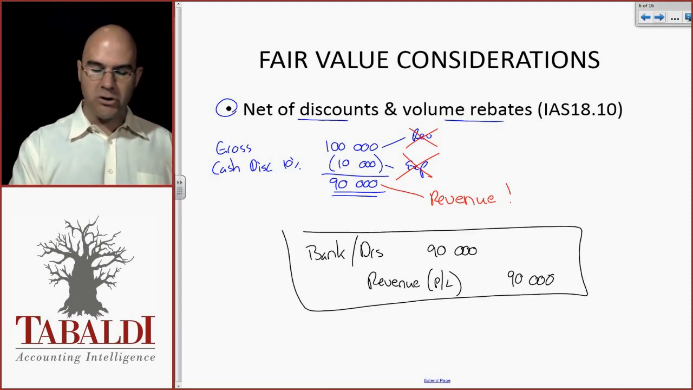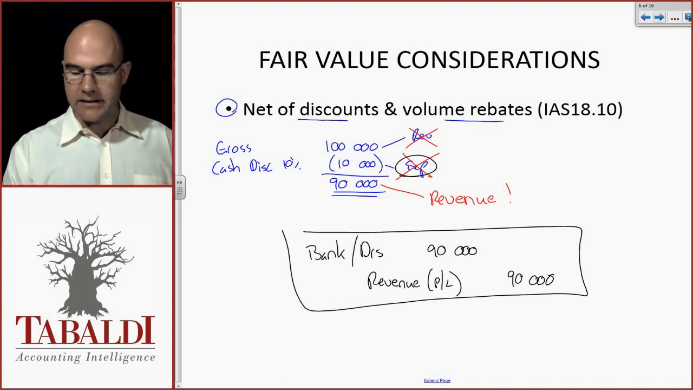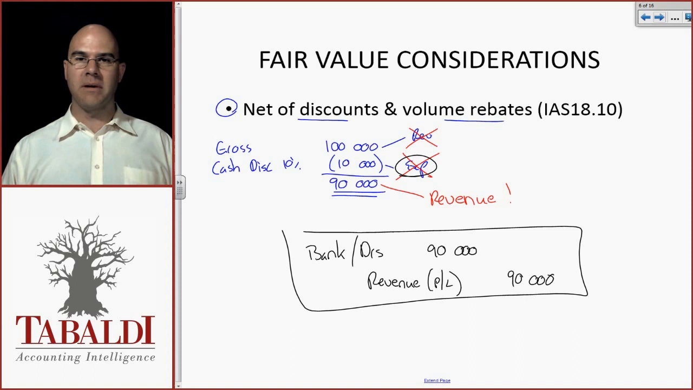Okay, please, I don't care what your high school teacher taught you, you do not show the 10,000 as a separate line item under other expenses. It's deducted against the revenue line item.